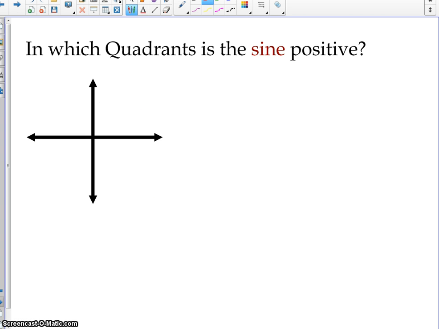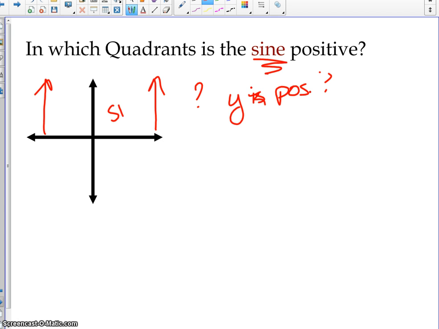Now let's look at the next question. In which quadrant is the sine positive? Sine goes to the y. So we're asking ourselves, where is y positive? Well, y is positive in the first and the second quadrant. So sine is positive in the first quadrant and the second quadrant.